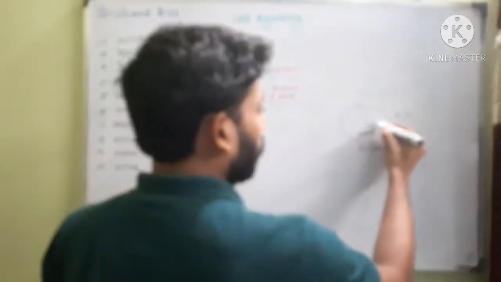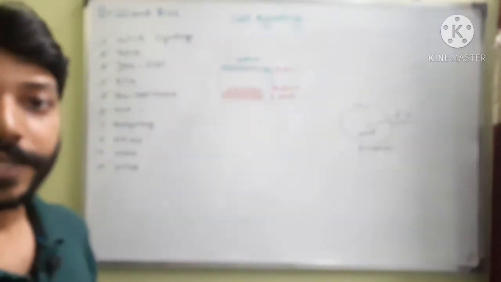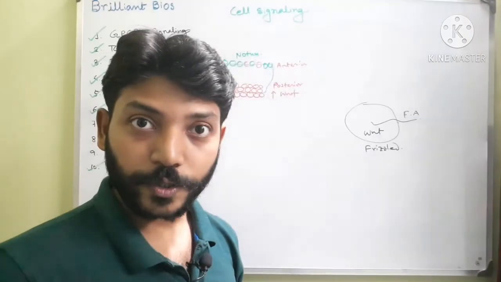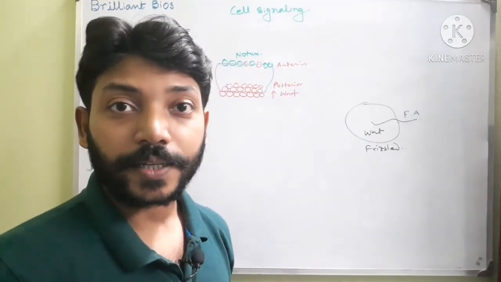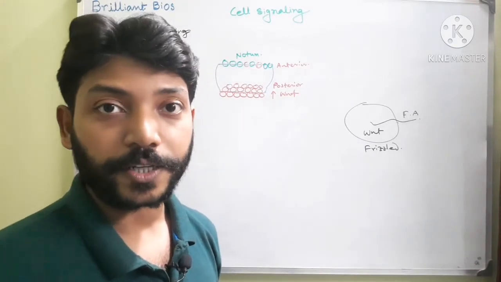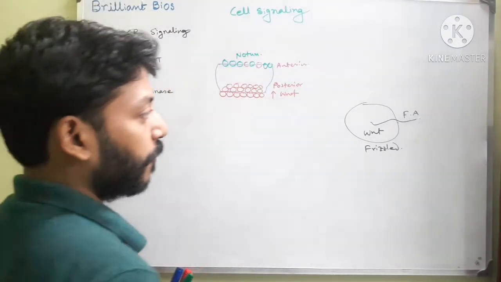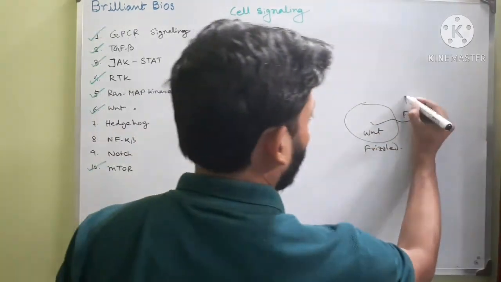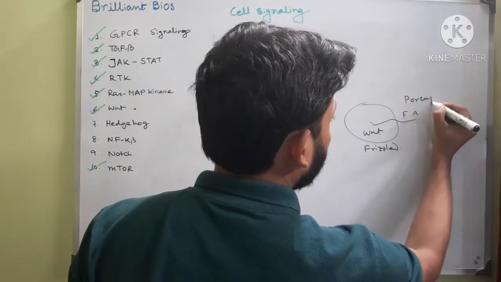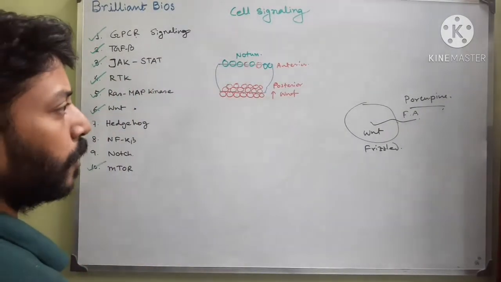And I also mentioned the role of this fatty acid in my previous video: if there is no fatty acid on the WNT protein, then the WNT protein cannot be secreted out by the cell. The WNT protein will remain in the endoplasmic reticulum. So this is a very interesting fact, and the enzyme that actually helps in this modification is called porcupine. I have mentioned it in my previous class. I will not describe here the role of this enzyme.